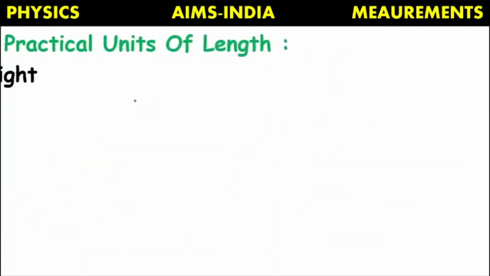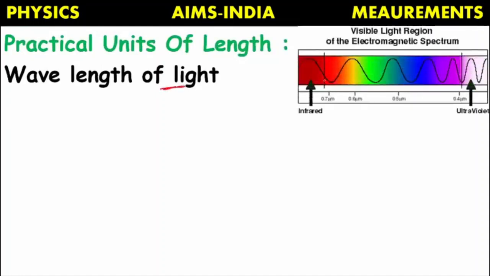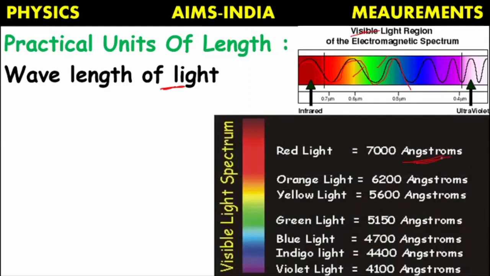So next, wavelength of light. We know about visible light. It ranges from red to violet, VIBGYOR. The wavelength of all these colors of light, wavelength of red color, wavelength of yellow color, wavelength of green color, like that all wavelengths, they are measured in a unit called angstrom.